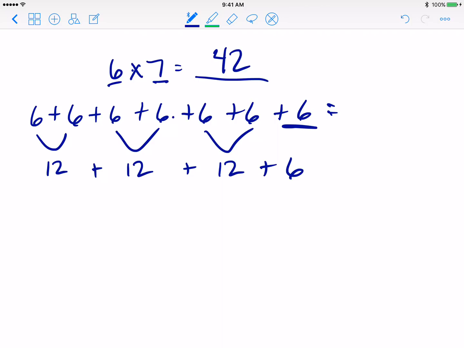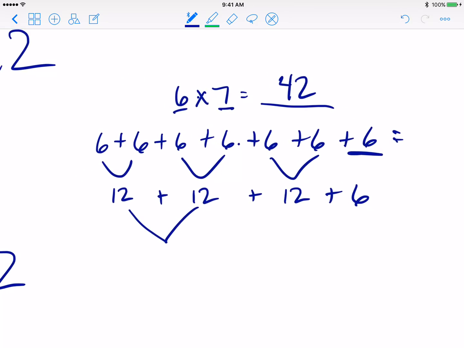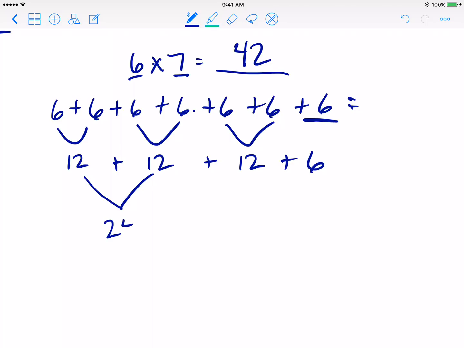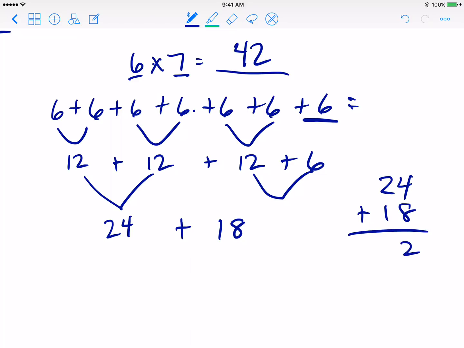I'm going to go ahead and add these together. So 12 plus 12, do our doubles, we have 24, and then I'm going to add 12 and 6 together, which is going to be 18, and then I'm going to come over here to the side, 24 plus 18, 4 plus 8 is 12, and I've got 42. Same thing. But I just wanted to show you when you have that extra, you just bring it down.